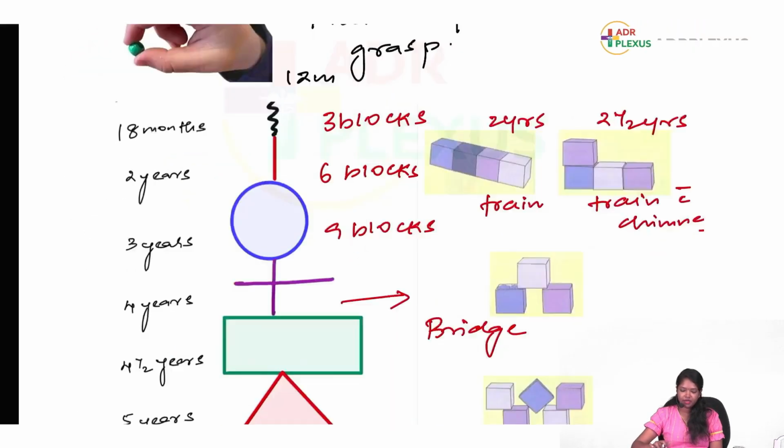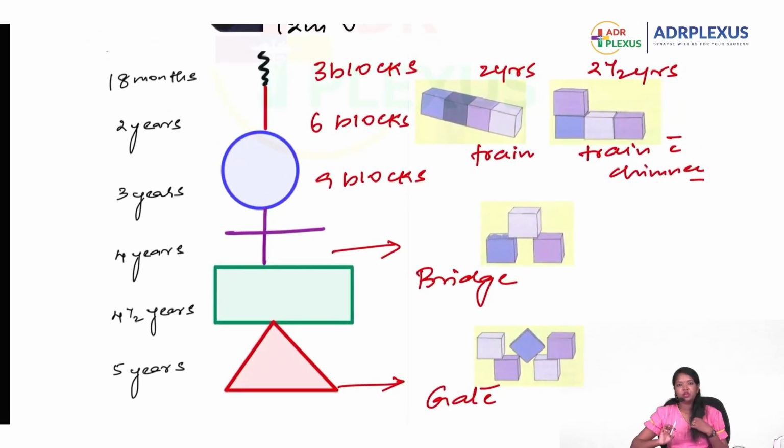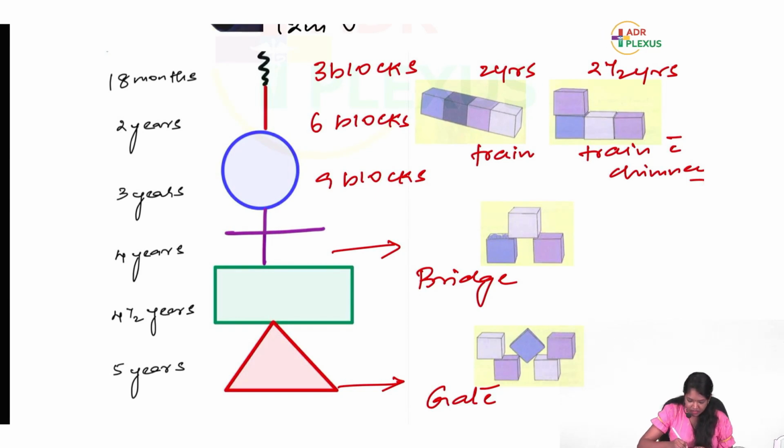Now, there was one question in UPSC asking which comes first. Just remember this order. The baby imitates first, followed by copying.